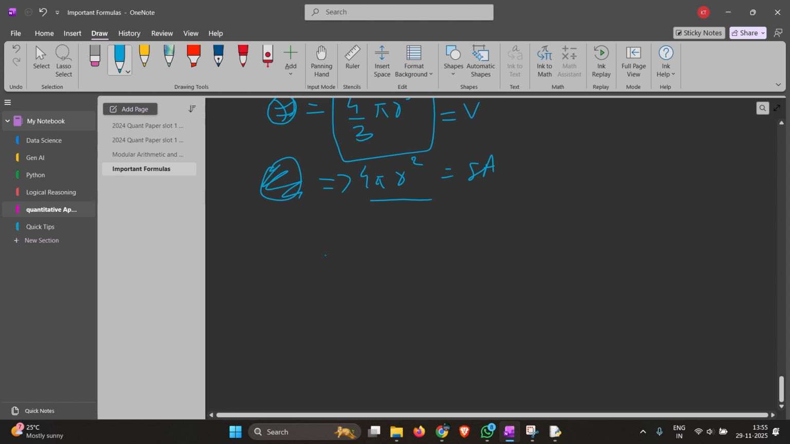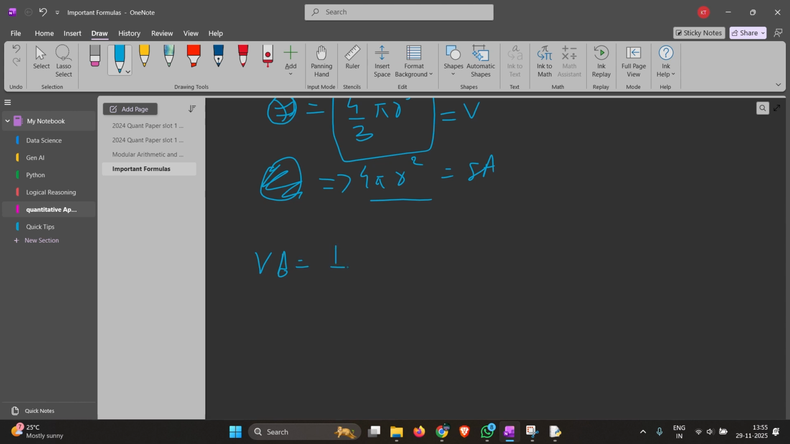Now some rare formulas which might not be asked too much, but it is good to know, as if those questions are asked and you know the formula, it is just putting the values in the formula and getting the answer. So the volume of a cone is 1 by 3 pi r square h.